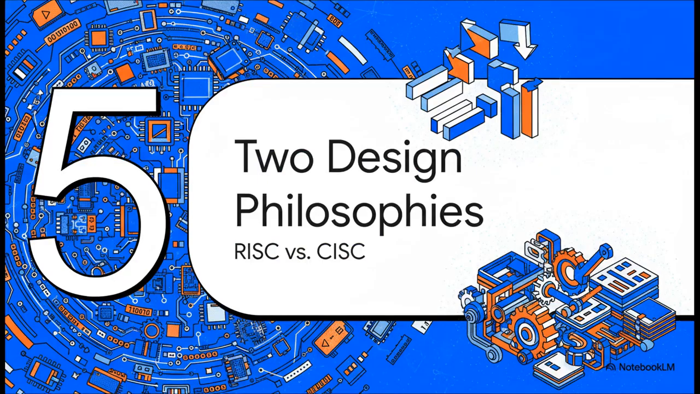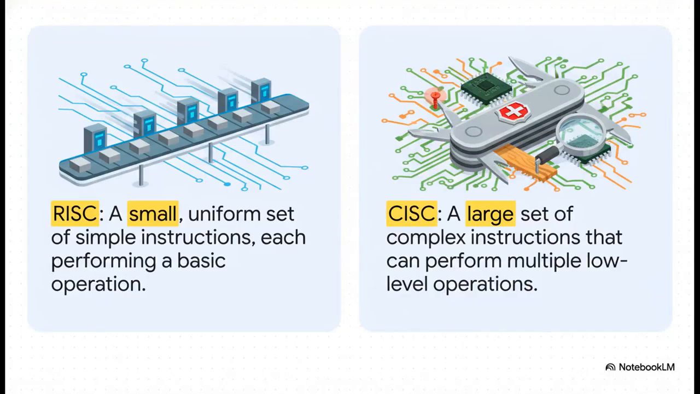Now, it turns out that when you're designing the instructions a CPU can understand, there isn't just one right way to do it. Over time, two major and kind of competing philosophies emerged about just how complex those instructions should be. On one side, you've got RISC, which stands for Reduced Instruction Set Computer. The whole philosophy here is keep it simple. You use a small number of really basic, highly optimized instructions that can run incredibly fast. Then on the other side, you've got CISC, or Complex Instruction Set Computer. Their approach is more like, let's make the hardware do the heavy lifting by creating powerful instructions that can do several things all at once.